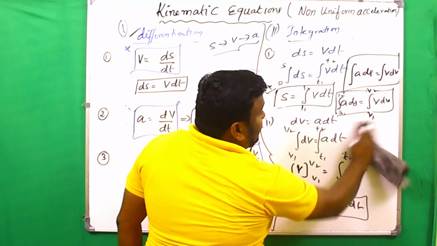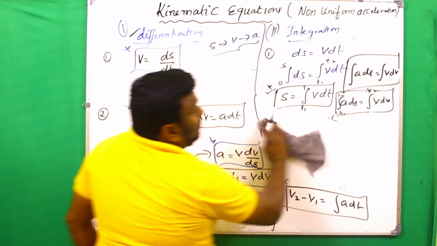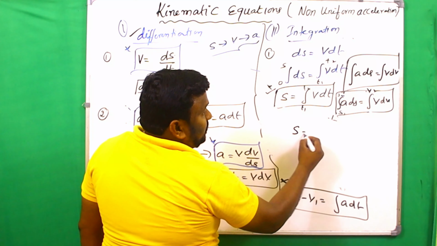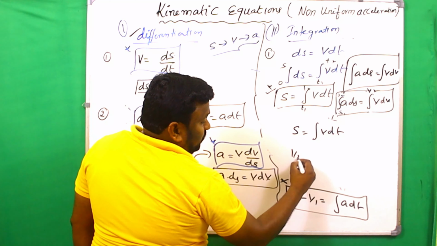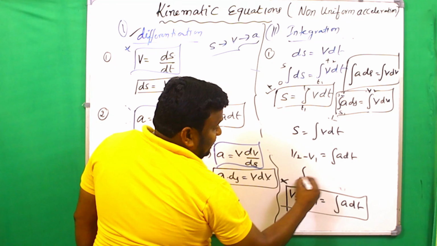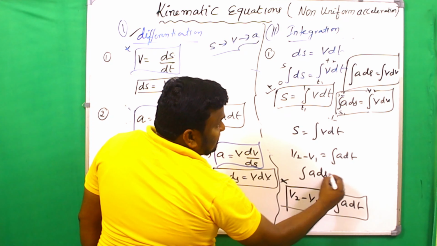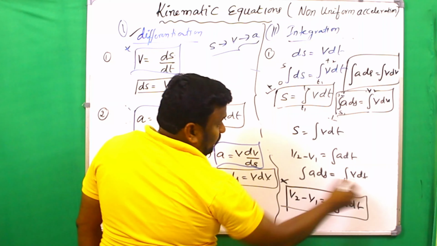I am going to write three at one place. Look here, very simple. So s is equal to integral v dt, and the next one is v2 minus v1 is equal to integral a dt, and the third one is integral a ds is equal to integral v dv.